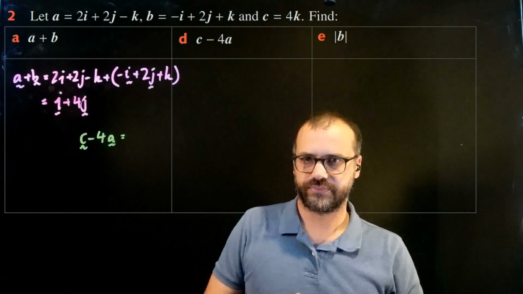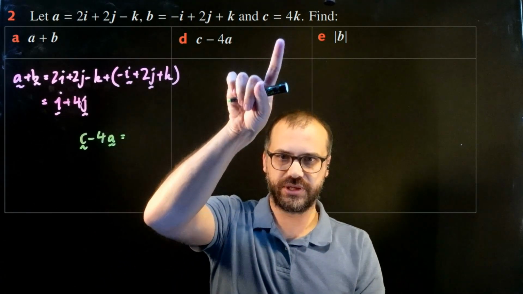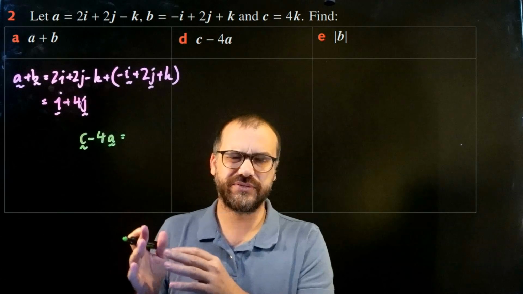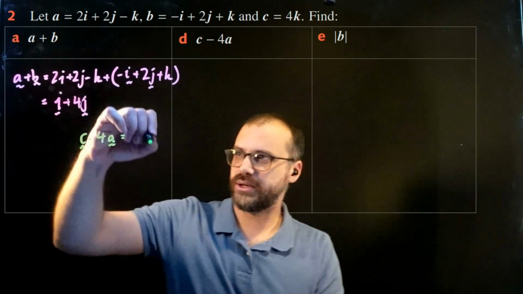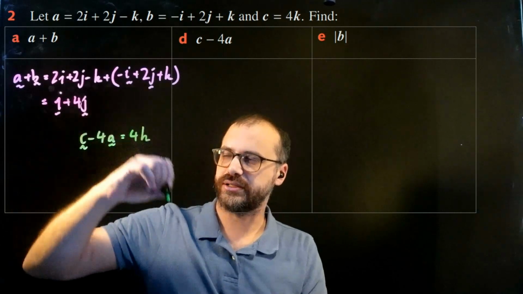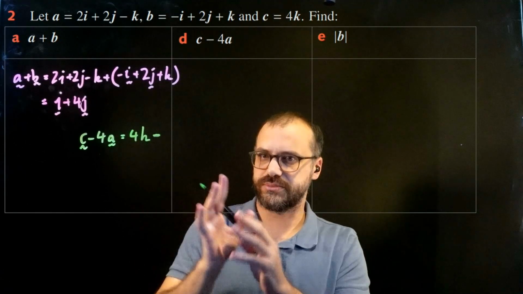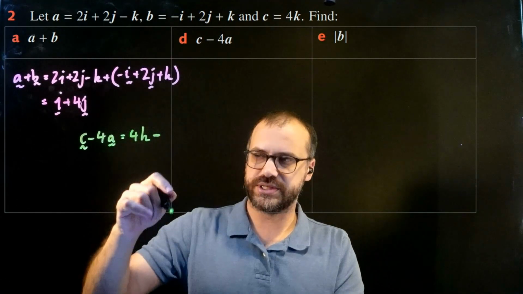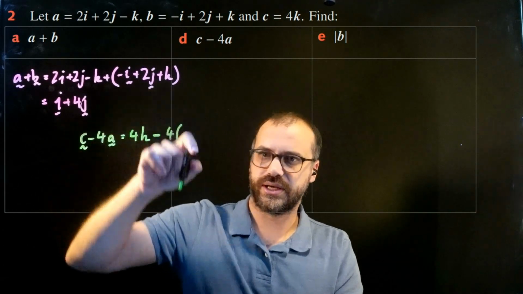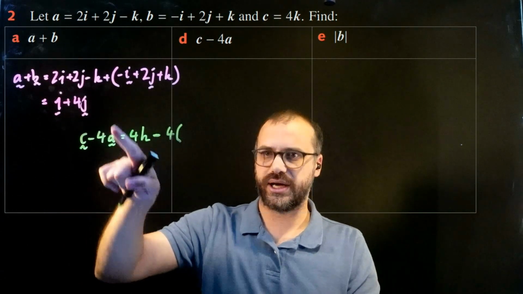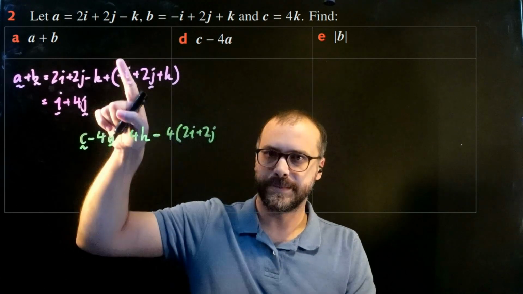Next question. All right, so I'll work this one down here. Now, c is simply 4k, right? So we could think of it as 0i plus 0j plus 4k, but we can just write it as 4k. Now, minus, and then we've got to be careful here, right? Because we're subtracting all of this next bit. So we're subtracting 4 times, and then what are we multiplying? We're doing a. So 2i plus 2j minus k.